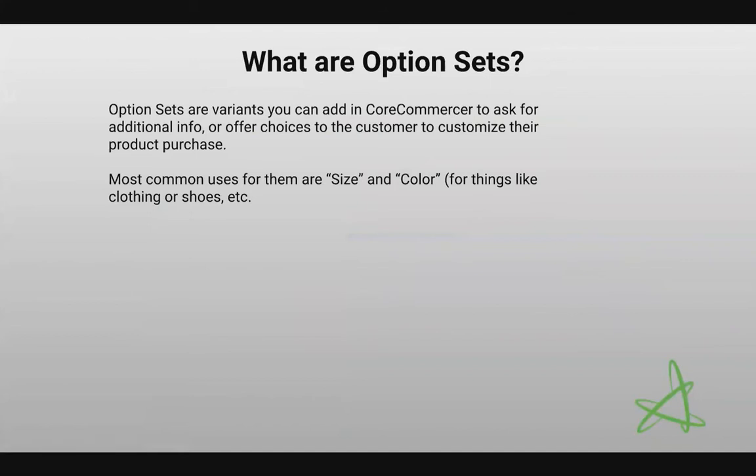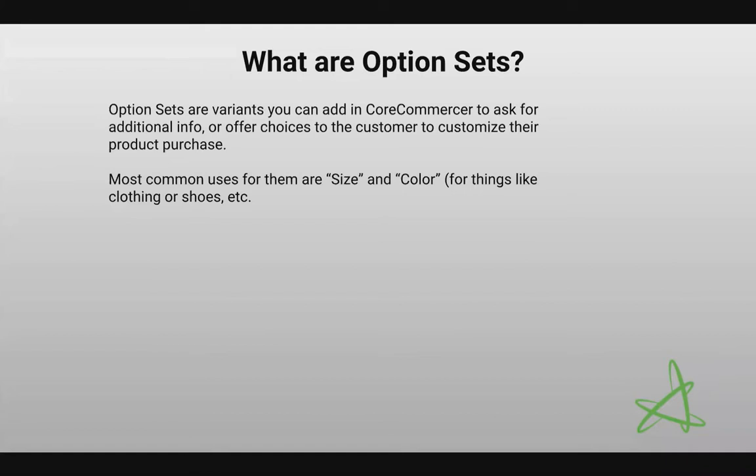And the first thing I'll do is define what option sets are. Oh, and I see a typo in there, no worries. So option sets are variants, as most of you already know, that you can add into CoreCommerce. You can add them to a product. You can add different questions. Option sets display as drop-down menus, and they're designed more to ask for configuration, is really the main use for them. So, we talked about in a previous webinar, an option set versus a personalization.